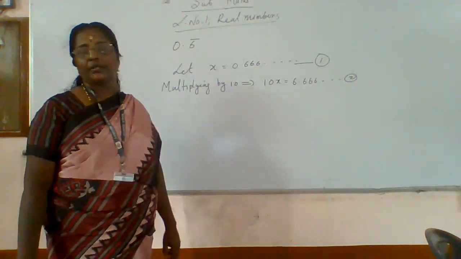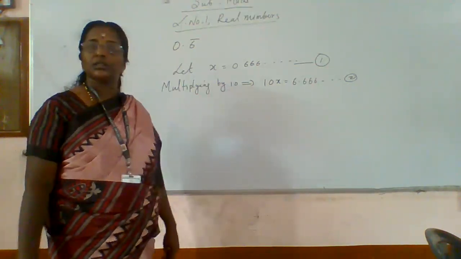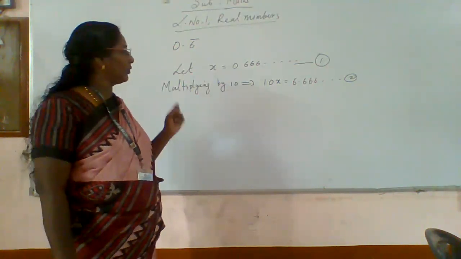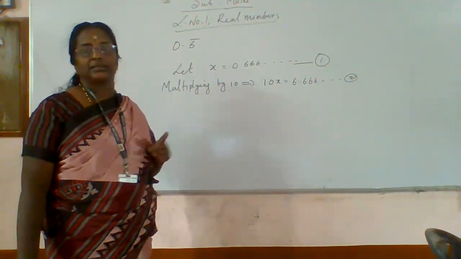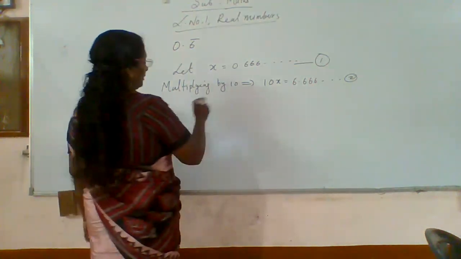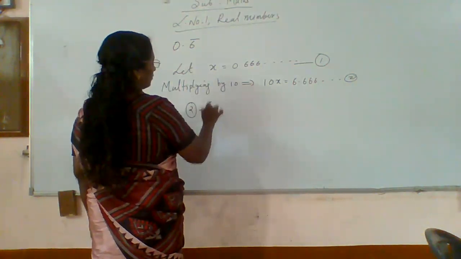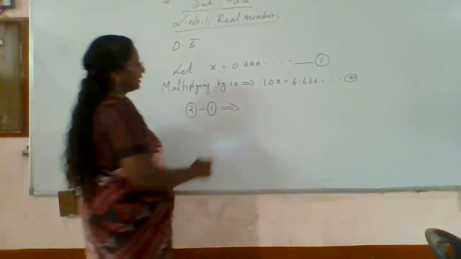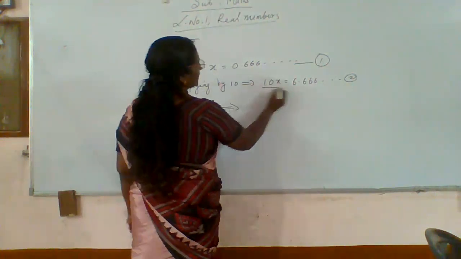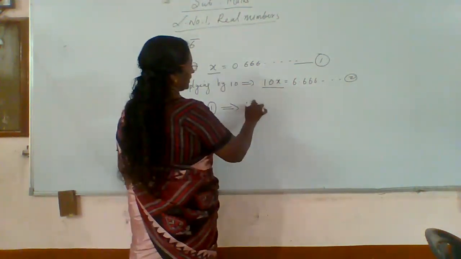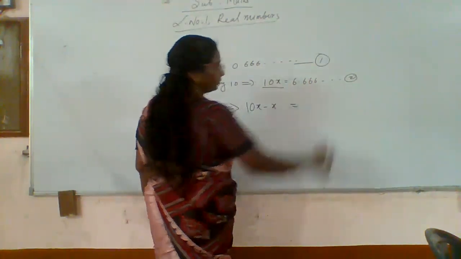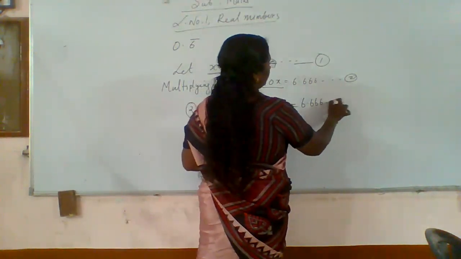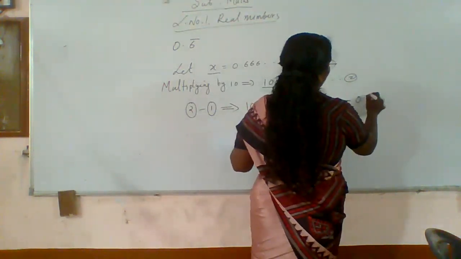Okay, equation number 1 is got and equation number 2 is got. How did we get equation number 2? Here only 1 digit is repeating, therefore multiplying by 10, 10x is equal to 6.666 etc. Now equation number 2 minus equation number 1, subtract. First the LHS part: 10x minus x is equal to. Now the RHS part subtract: 6.666 etc. minus 0.666.